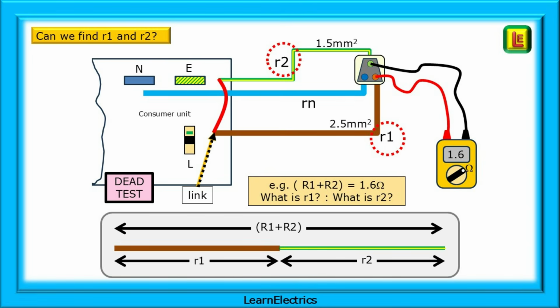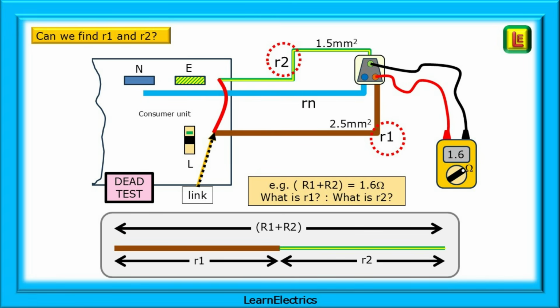Look at this basic drawing of a radial circuit. I've shown a socket here as a single point of use, but it could easily be a cooker, a water heater, or any other accessory. This is a dead test, so with line, neutral and CPC all disconnected at the consumer unit, we can link line and CPC together and test at the furthest point of use.